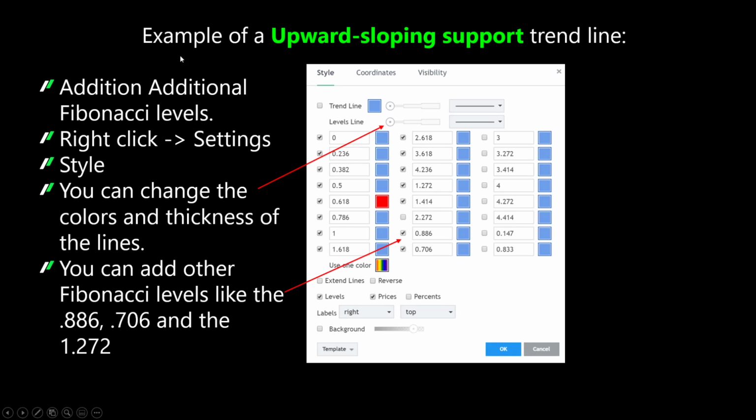So what we're going to do is click on properties, and then you can change the color of your level lines. You can do all this different stuff, but what you're going to do is add those numbers right in through here, okay?